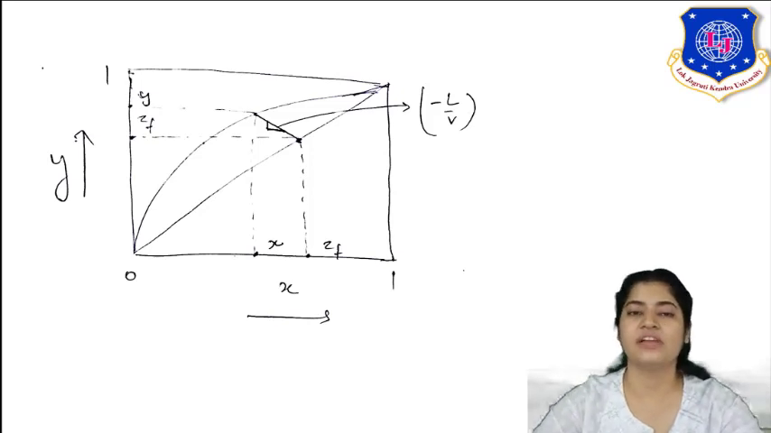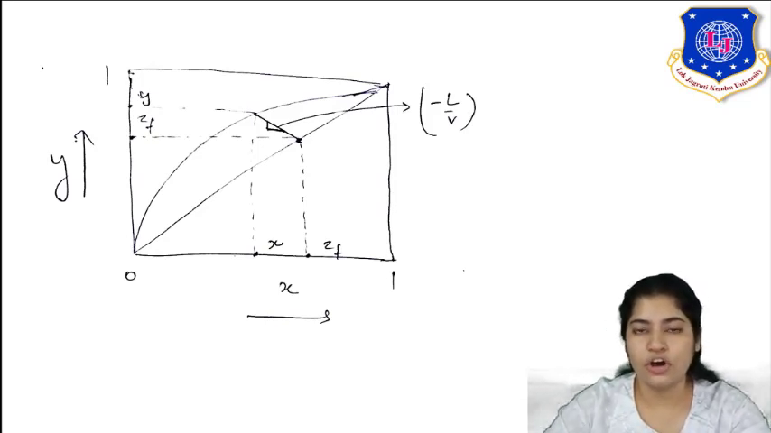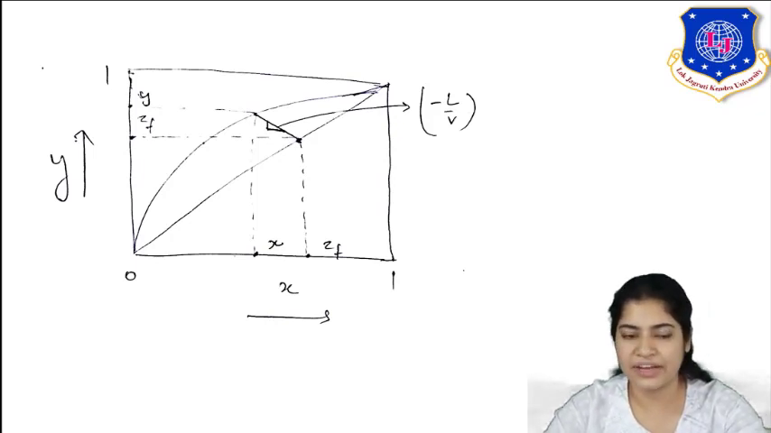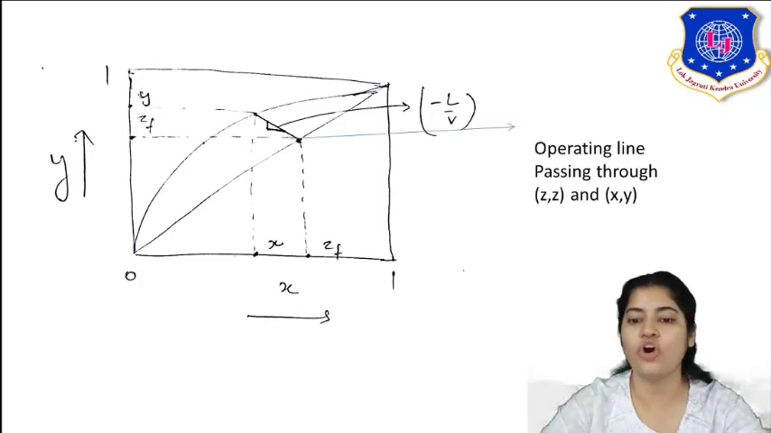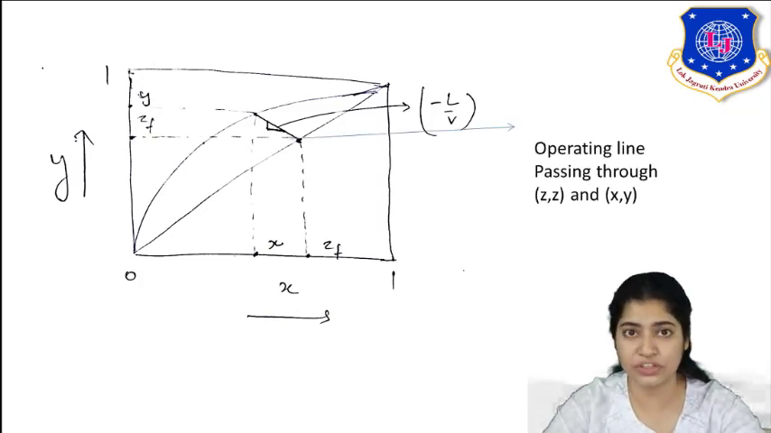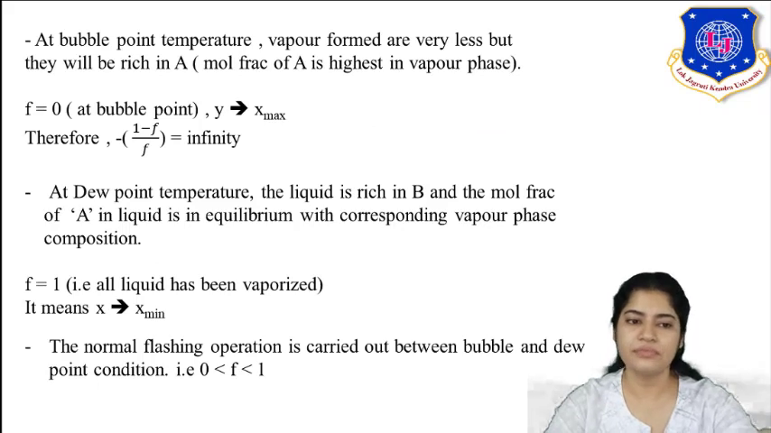Now this is how you represent your operating line. Y versus X is there. That is my diagonal and equilibrium condition. So the line, the slope is what? Minus L by V. What is that line? That is your operating line. This line is your operating line passing through which coordinates? Z, Z and X, Y. So this is how your operating line is there.